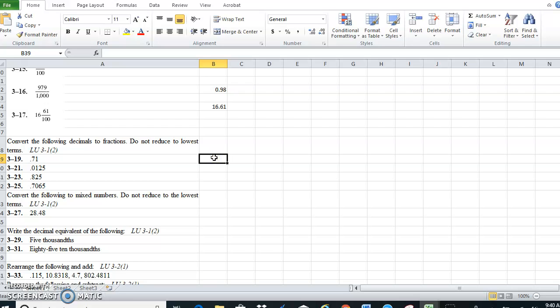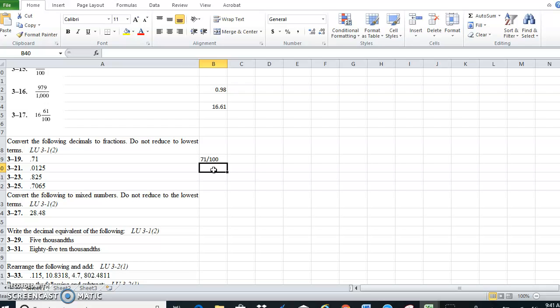Convert the following decimals to fractions. Do not reduce to lowest terms. So this is easy too. 0.71 we know is the same as 71 over 100 because it goes out to the hundredths place. If you need to memorize this in a different way, you just know that you need one more zero than you have decimal places.